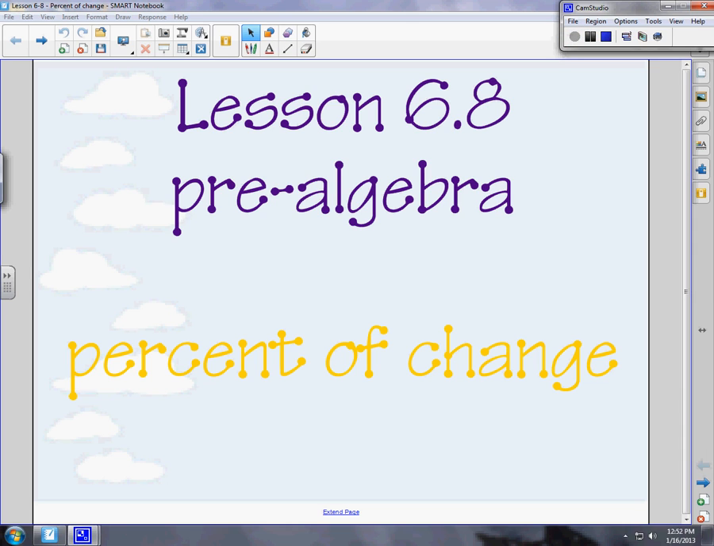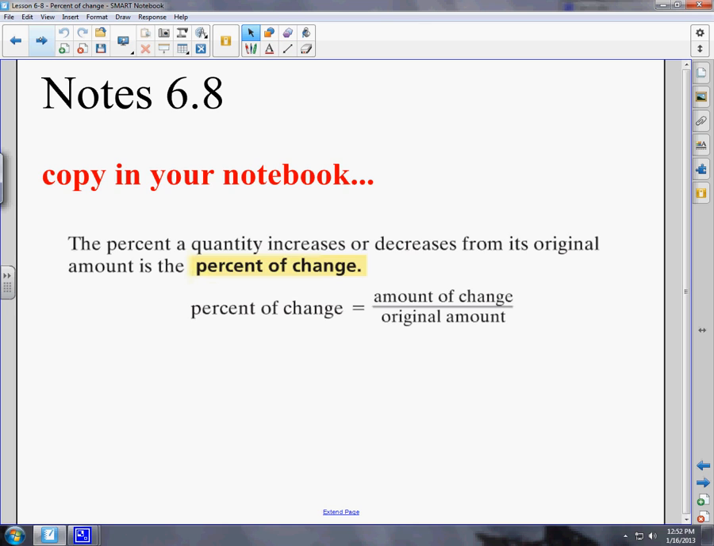All right, this is lesson 6.8 for pre-algebra. It's called percent of change. So you will need a calculator for this lesson. Now, notes on 6.8, you need to copy this in your notebook.